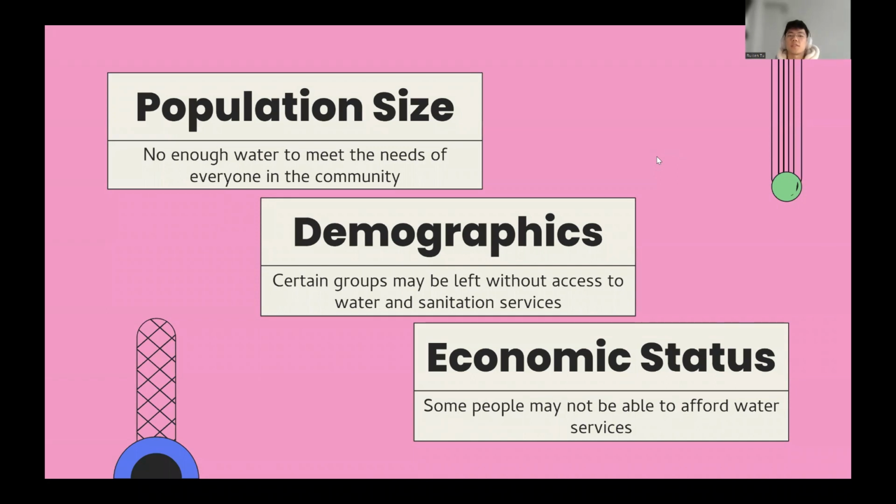if we don't take the population size into consideration, the finalized project may not be able to supply water that meets everyone's needs in the community. And also, the demographics are important because if we don't take that into consideration, certain groups of people may be left without access to water and sanitation services. The economic status is also important, as some people may not be able to afford the services.